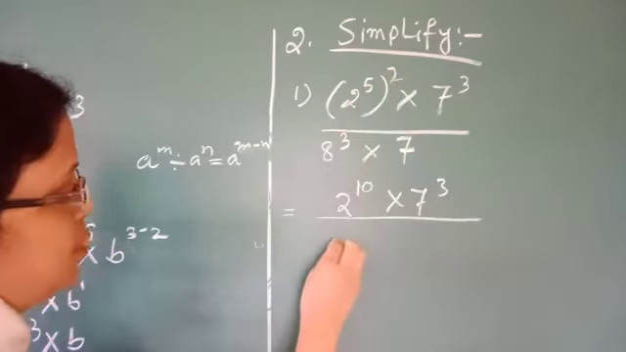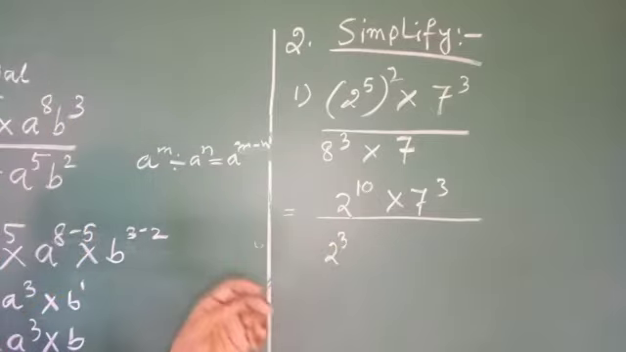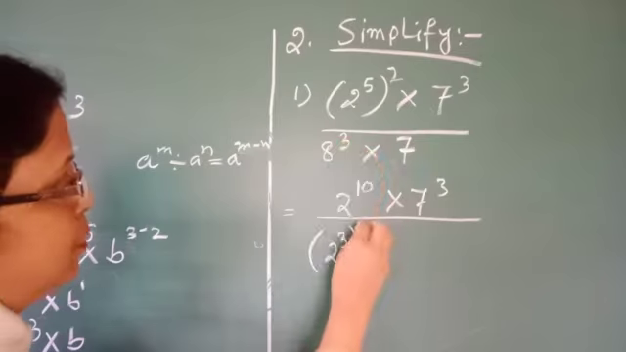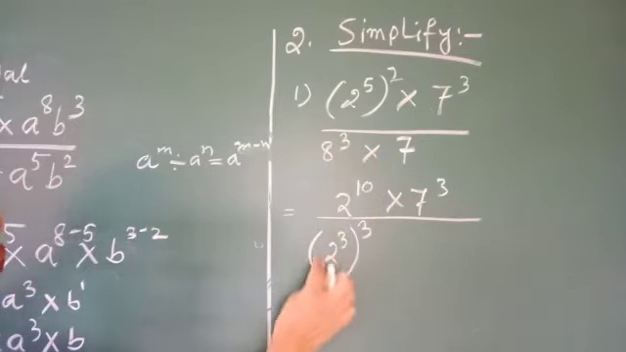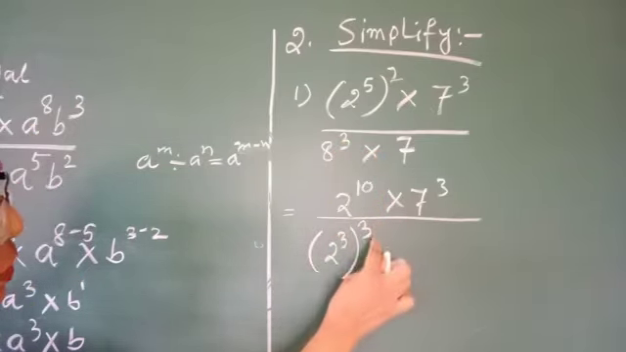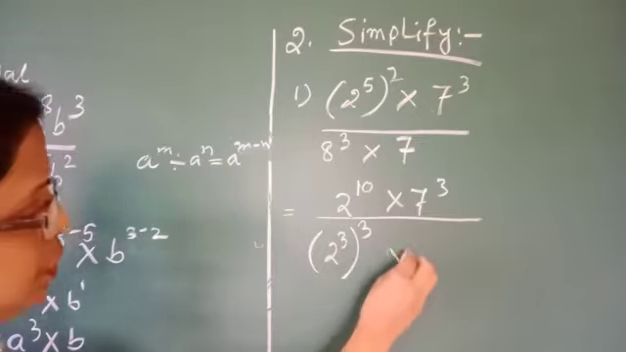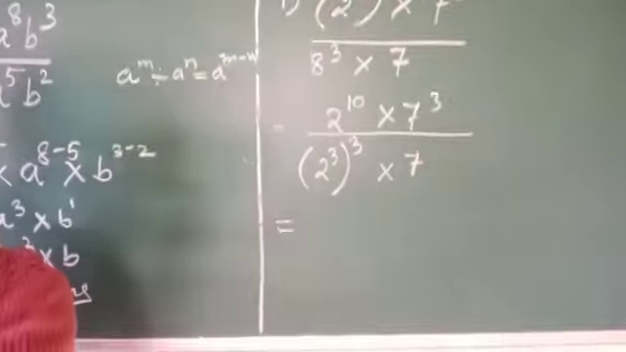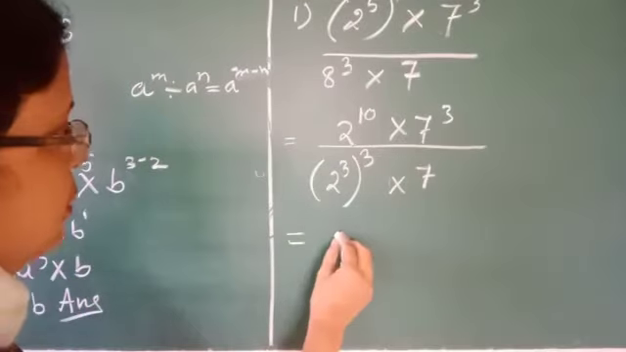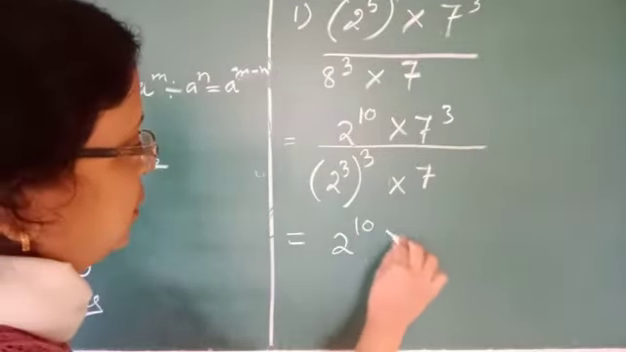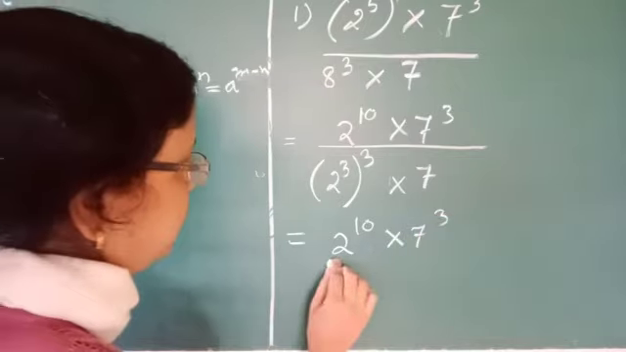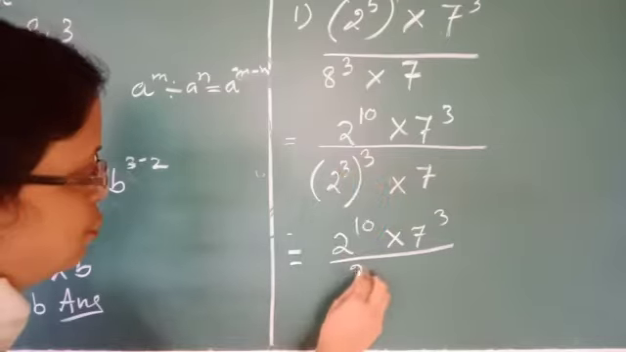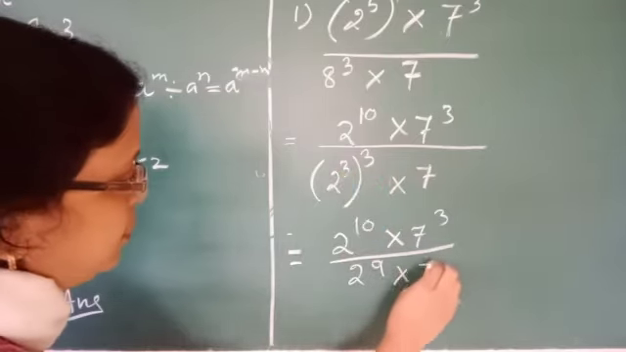Here instead of 8 we can write 2 cube, that is 2 into 2 into 2. So 2 cube whole to the power 3, because 8 is 2 cube and 3 was there on the power of 8, into 7. Now next line: it is 2 to the power 10 into 7 cube by 2 to the power 9 into 7, since 3 threes are 9.